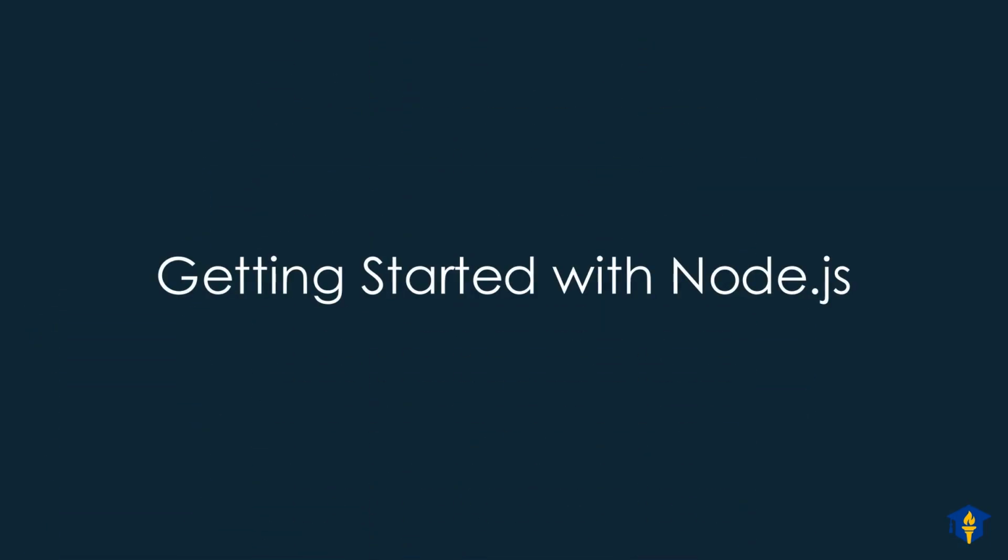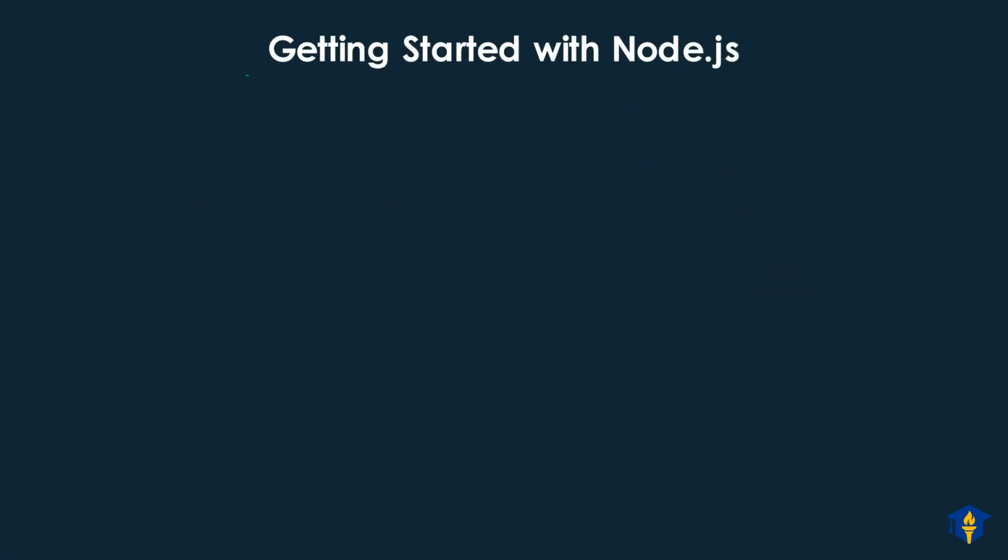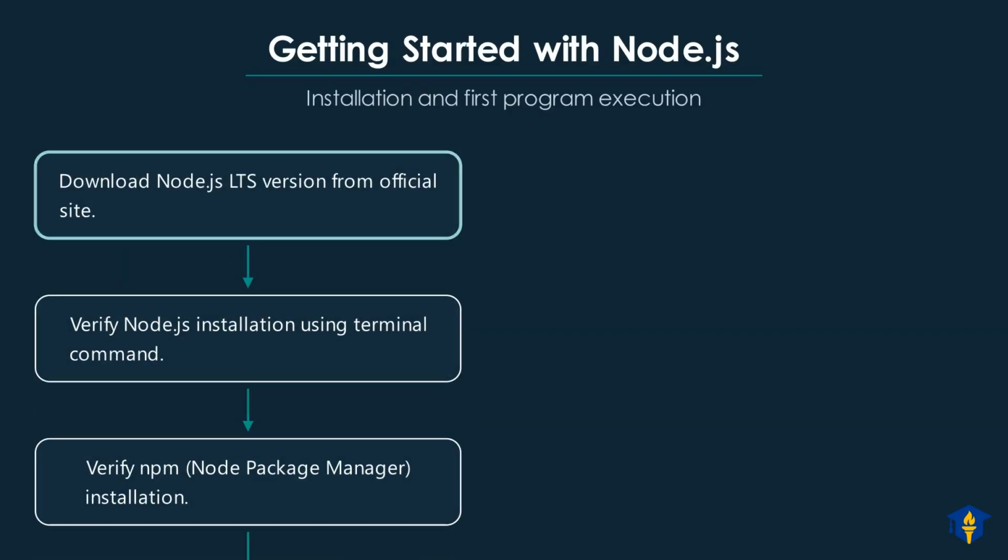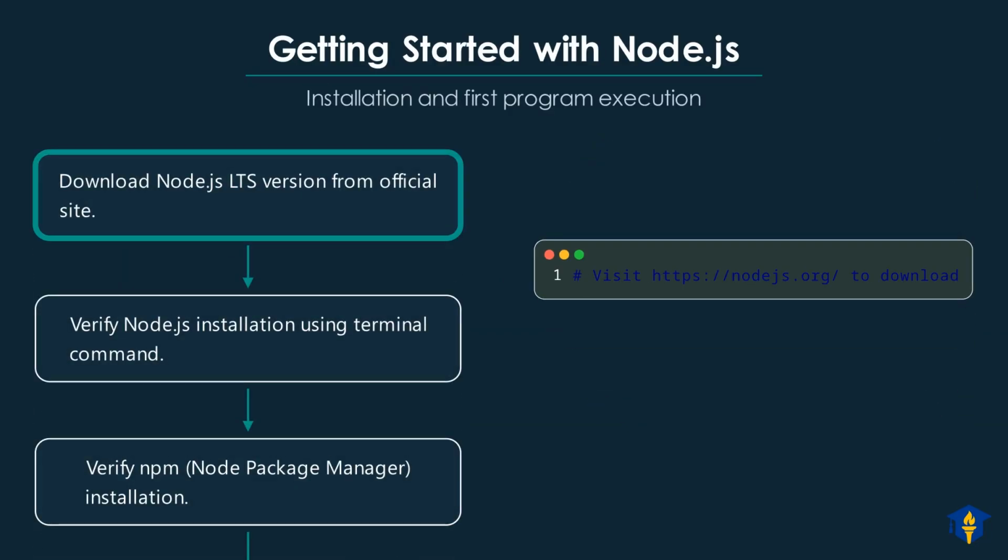Let us now get started with Node.js, covering its installation and how to execute your very first program. We will walk through the essential steps to set up your development environment and run a simple JavaScript file. First, you should download the LTS or long-term support version of Node.js from its official website. This ensures you get a stable release, which is recommended for most development projects.